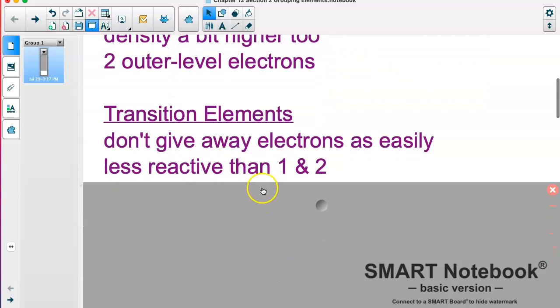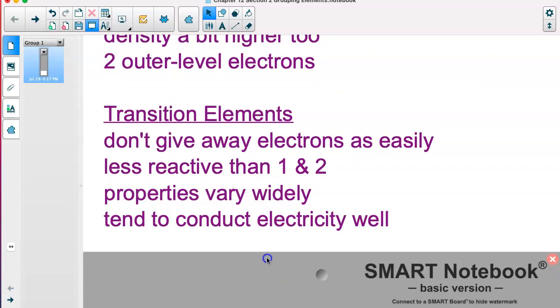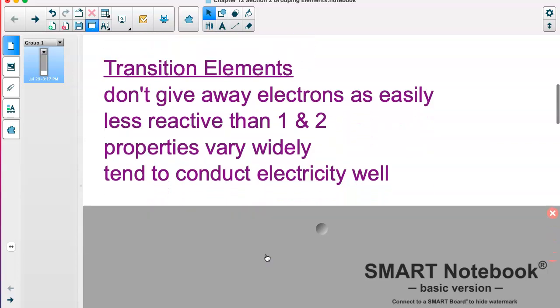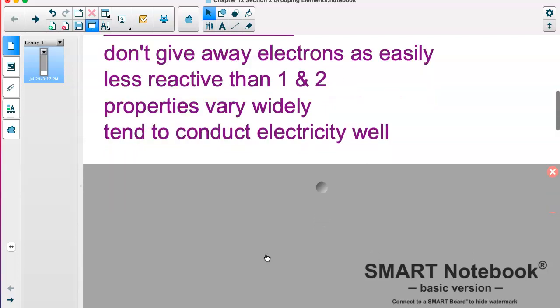Then we have what are called the transitions. We can see that the periodic table kind of dips down in the middle, and these ones as they go across transition, so that's why we call them that. They are less reactive than family 1 and 2. As you go across, their properties kind of vary widely, and they conduct electricity pretty well. These are our common metals that we often talk about. And as you look past that third family, it kind of dips down across for a while. That's what the transitions would be.